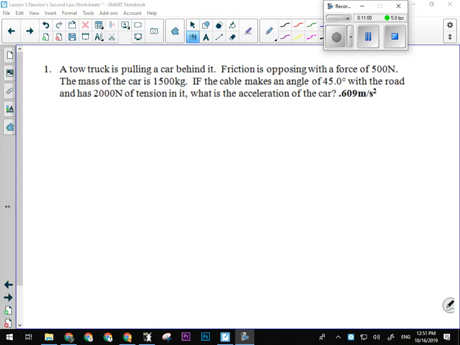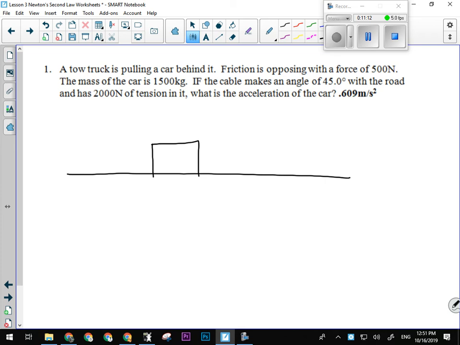Remember that force is a vector quantity. The first thing we want to do is draw a free body diagram of this situation. Here's the ground, and here's the car. The car is 1,500 kilograms, and I know the following forces are acting on the car. Friction, directed backwards, gravity, directed downwards, normal force, directed straight upwards.